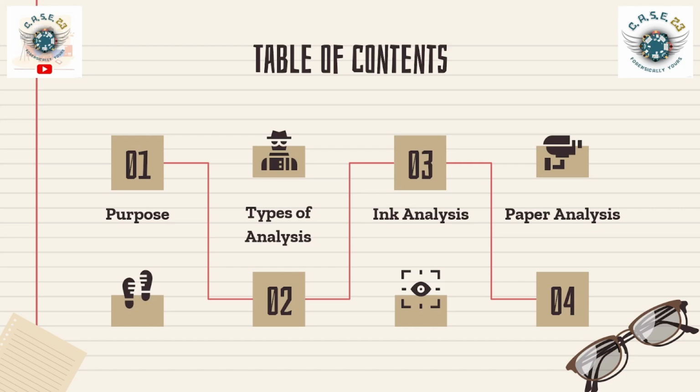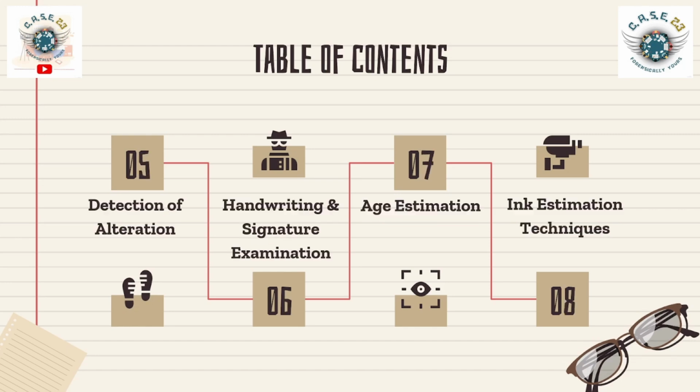Next we'll move on to the paper analysis, where the paper's texture, thickness, and many other hidden marks can expose forgeries. Then will come the detective work. We will learn how experts catch erasures, overwritings, and replaced sections in the detection of alteration. Then we'll see how signatures and handwriting are compared to spot forgery. After all, no two people write exactly the same way, so there's a difference in every handwriting.